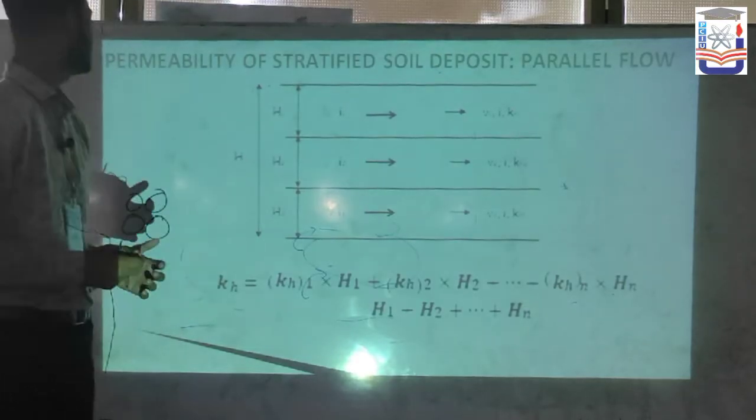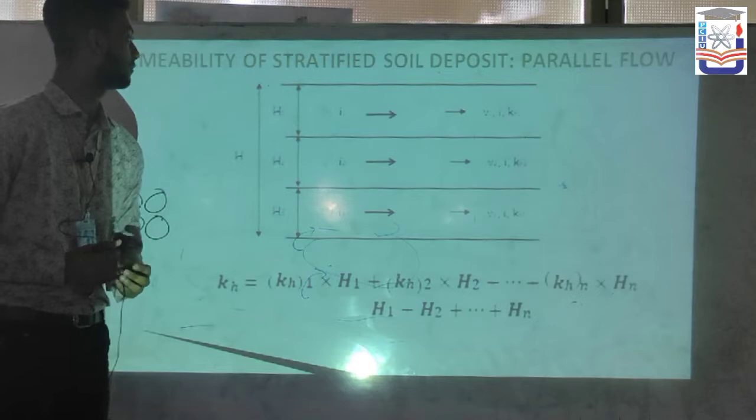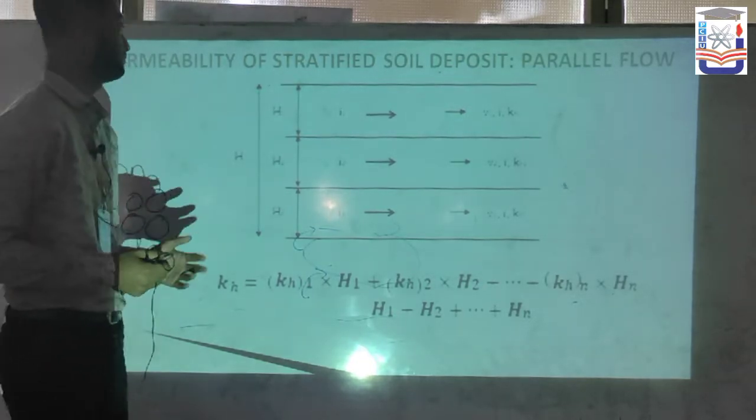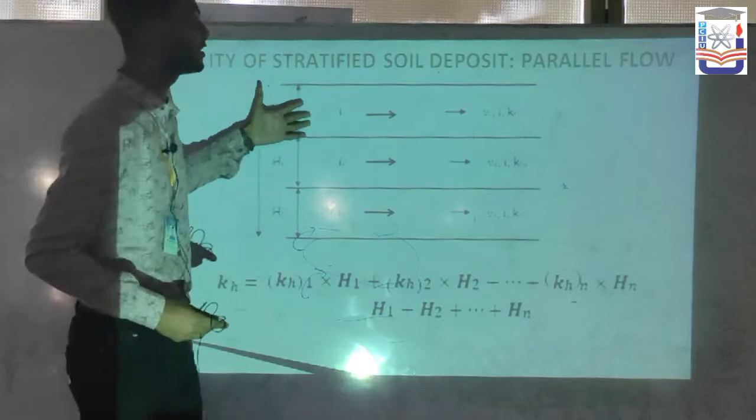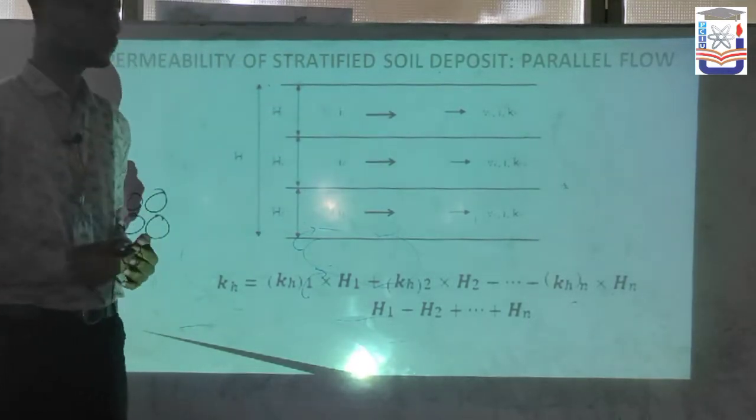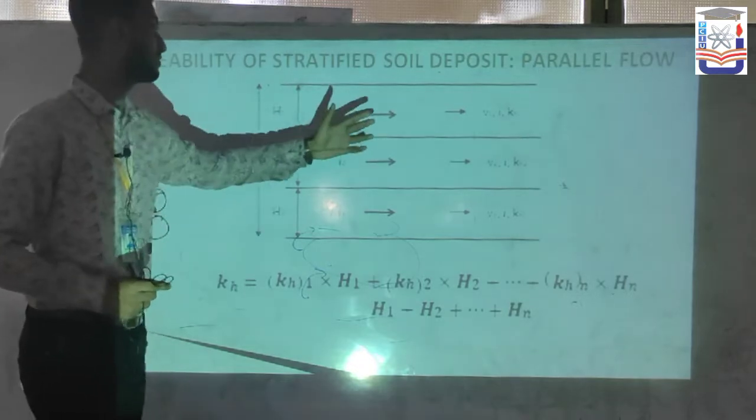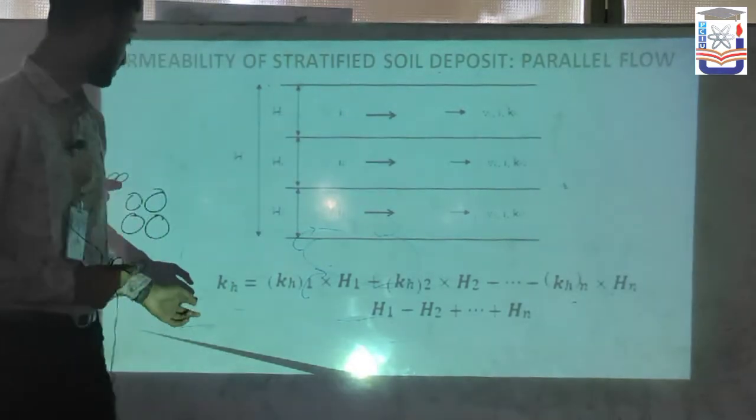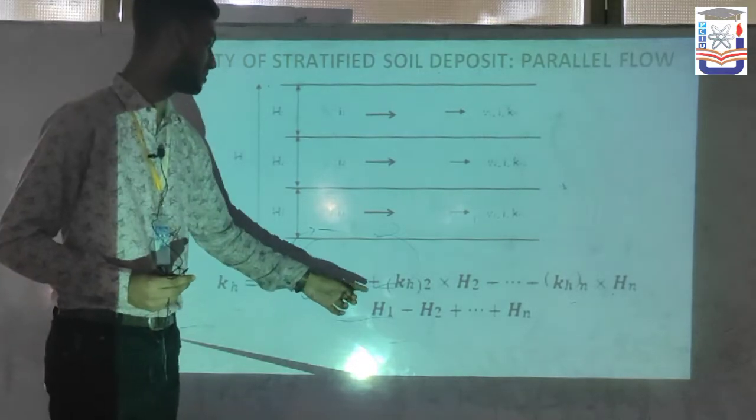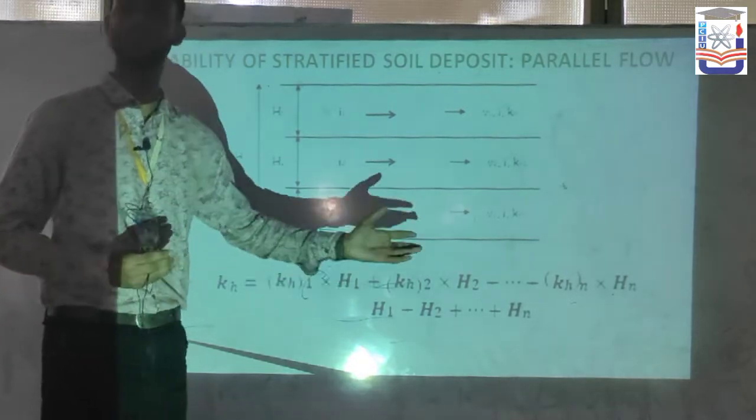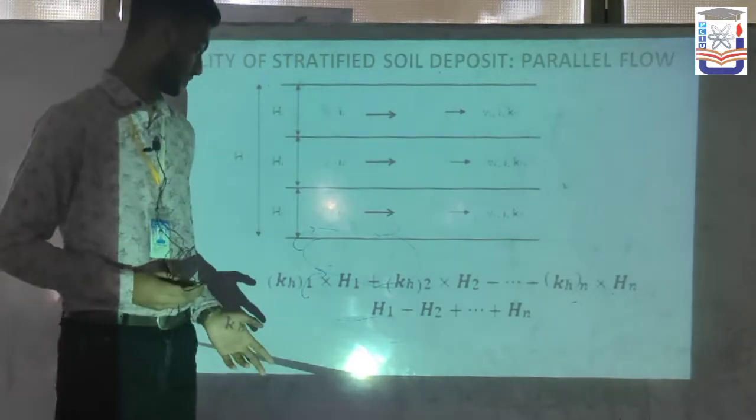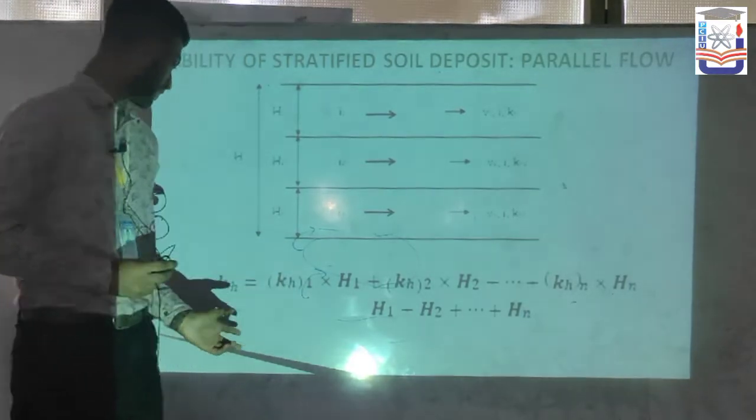In this slide we are seeing the permeability of a stratified soil deposit with parallel flow. Here we are seeing that the flow is going this way, and this is the height. So we put the values of H and K here. KH is equal to KH1 into H1 plus KH2 into H2, and it will continue till n number of H and n number of K. So that will be the value of K.